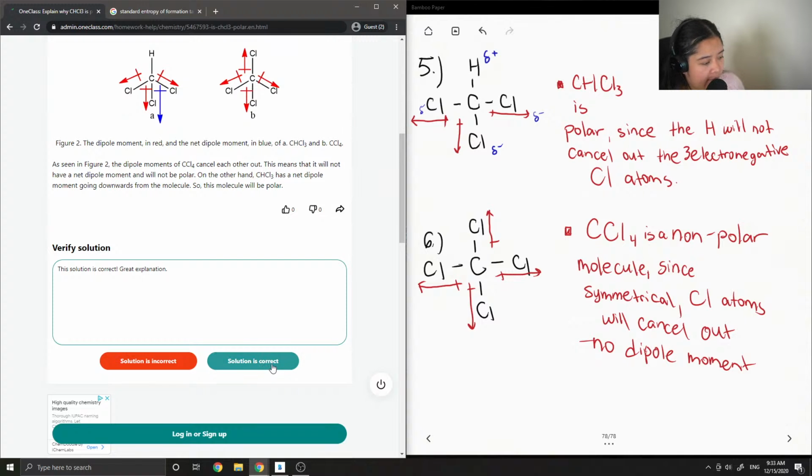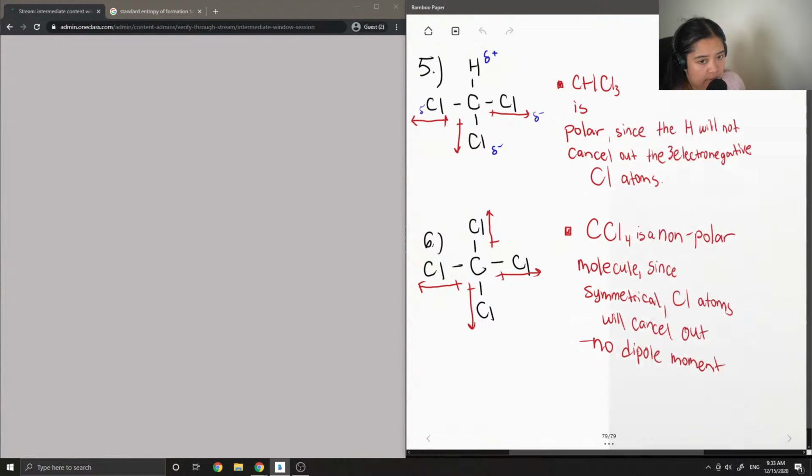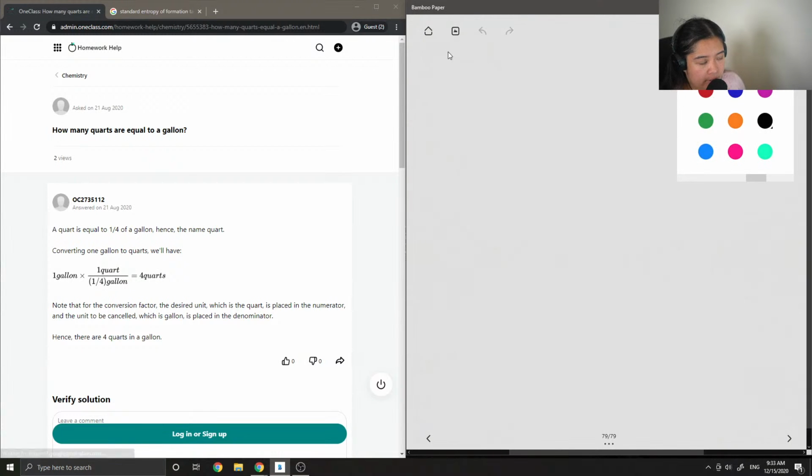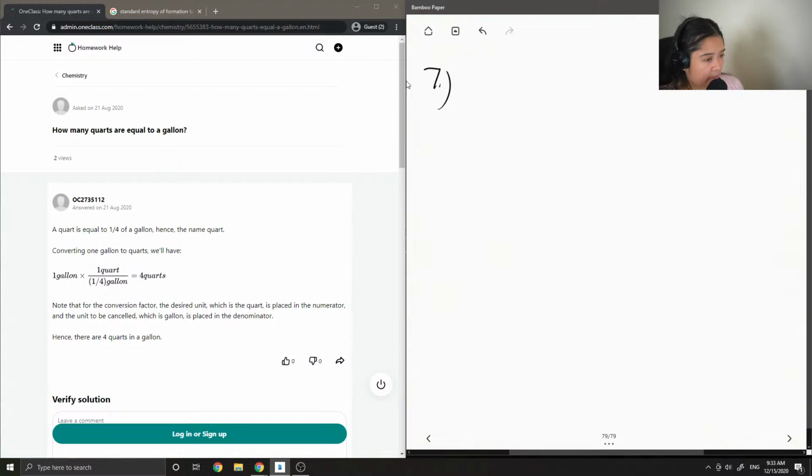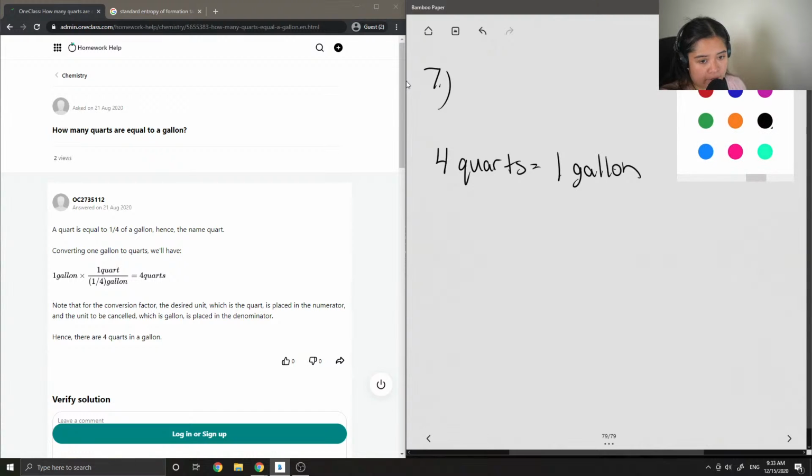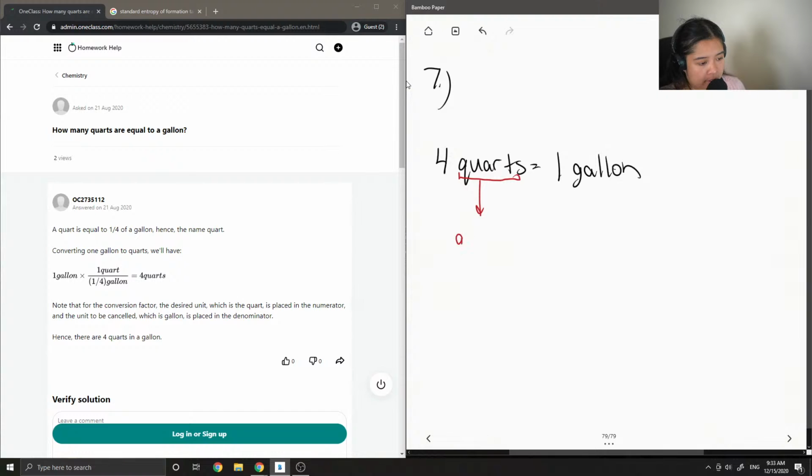Okay, so that was 5 and 6. So question 7. How many quarts are equal to a gallon? There are 4 quarts in 1 gallon. And we can remember this because if you look at the word quart, it's kind of similar to quarter, which is 1 over 4. That's another way you can remember it as well.